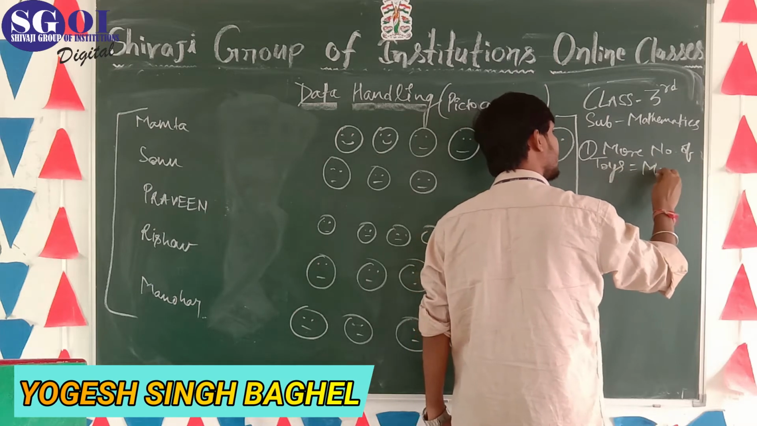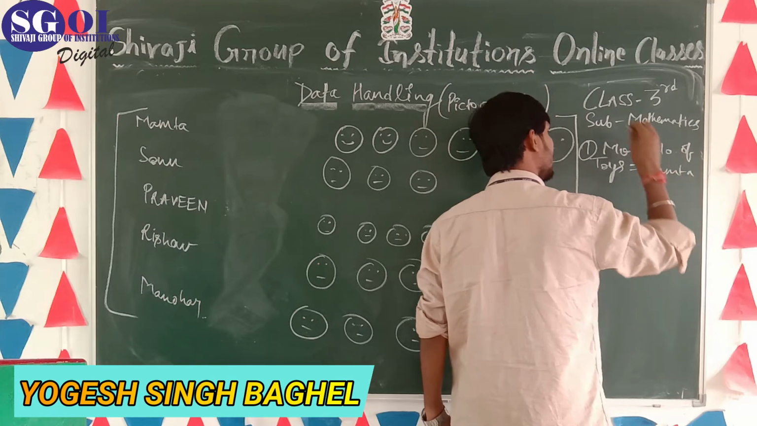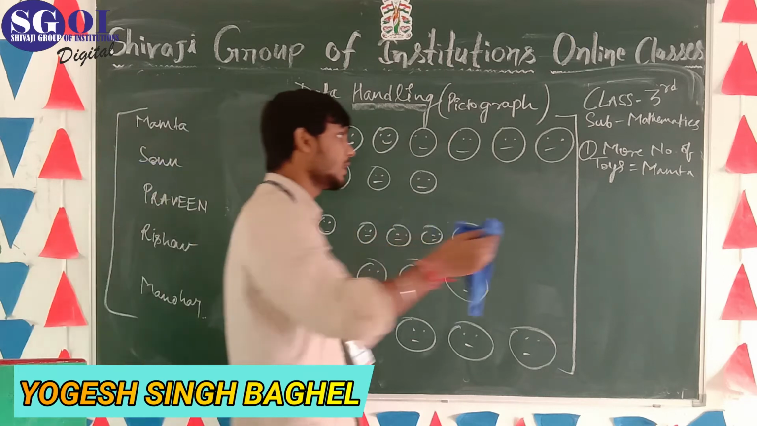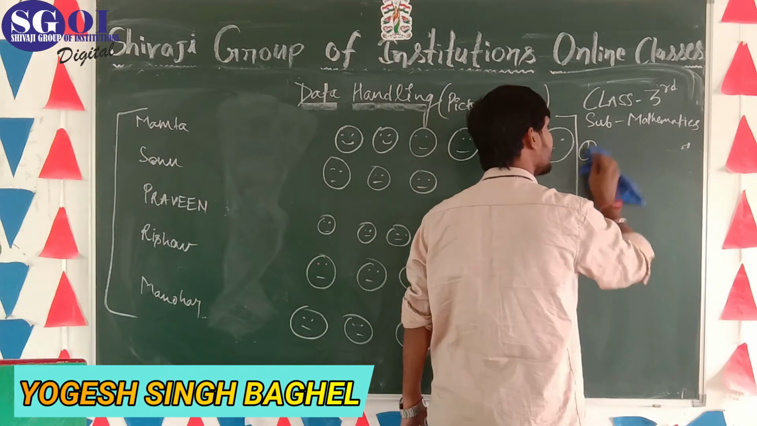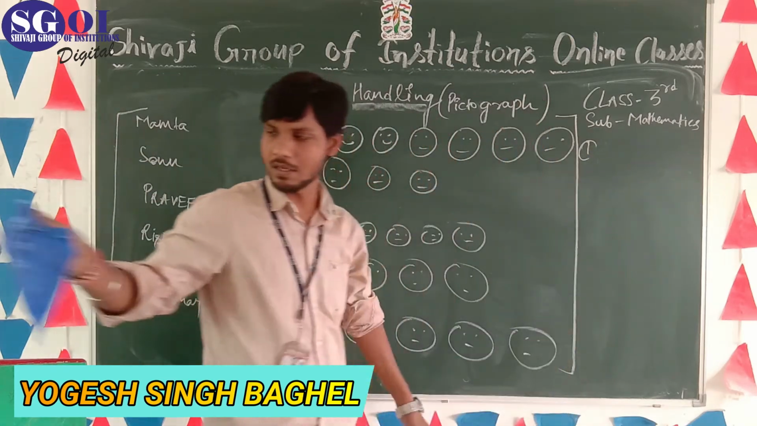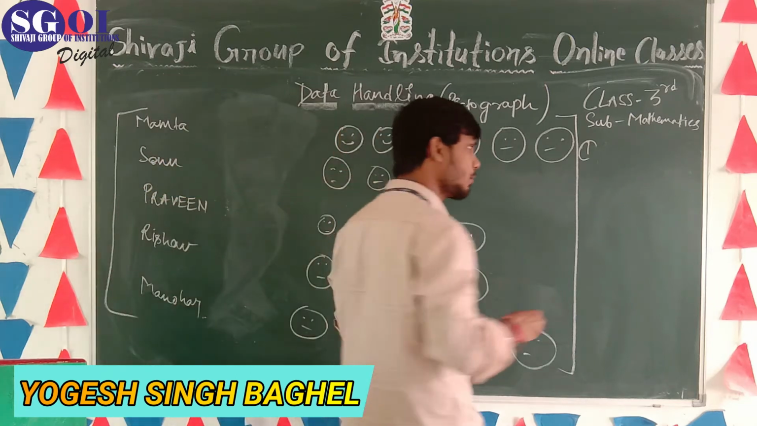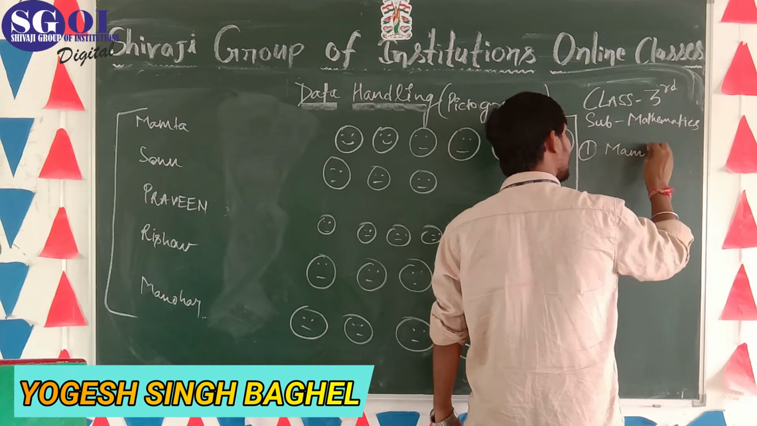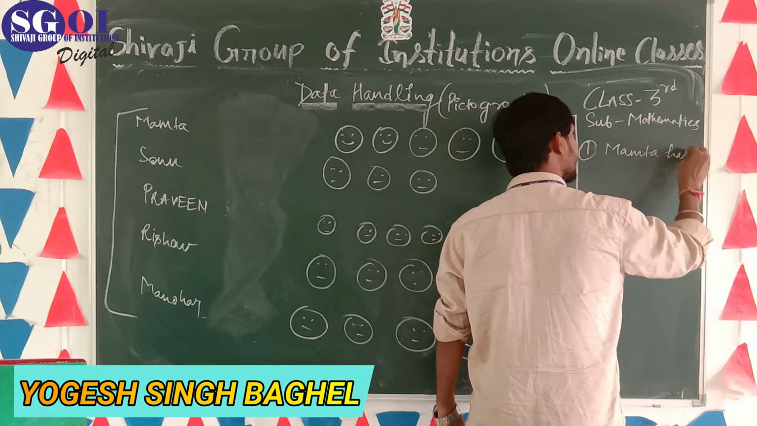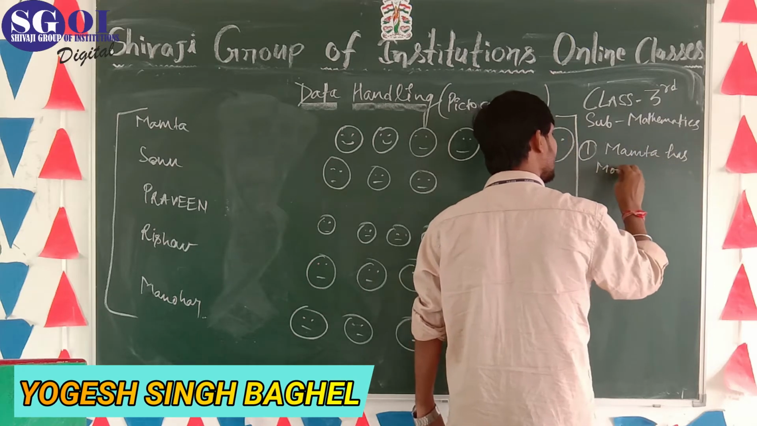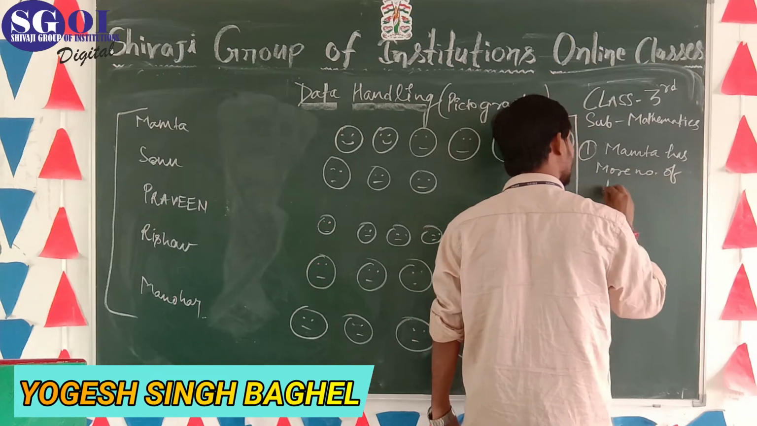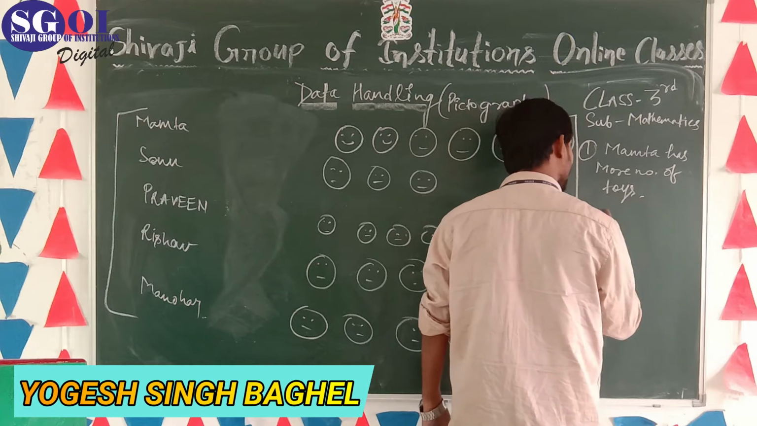Mamta. Mamta has more number of toys. Clear? So you can write here, Mamta has more number of toys. This is the first answer, because the question is who has the most number of toys. So your answer will be Mamta has more number of toys.